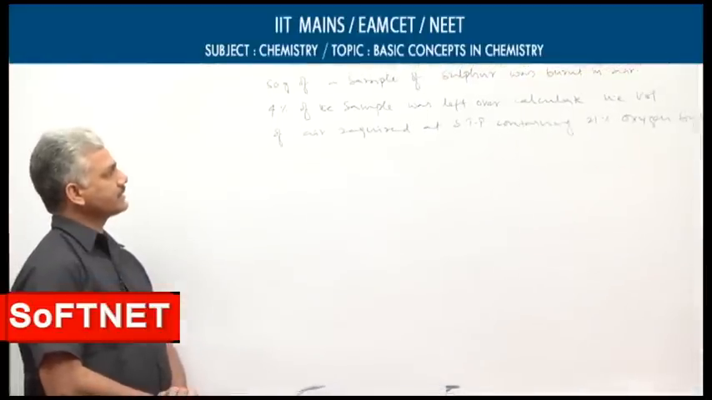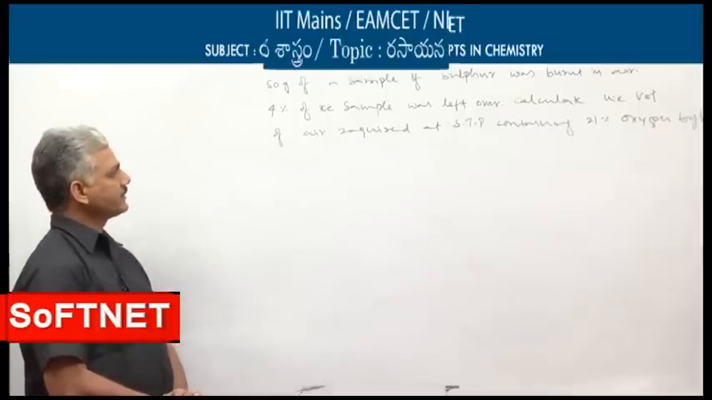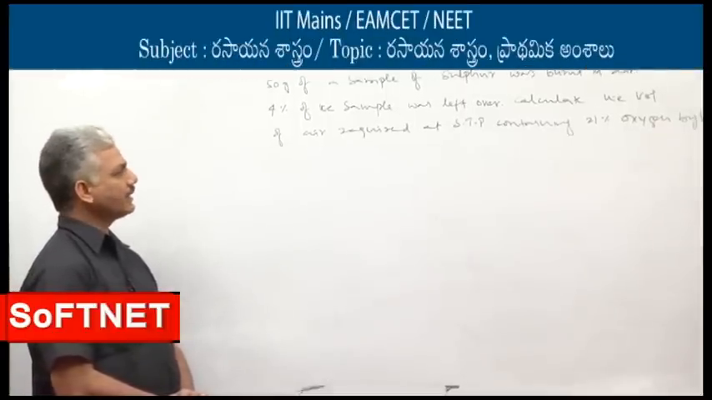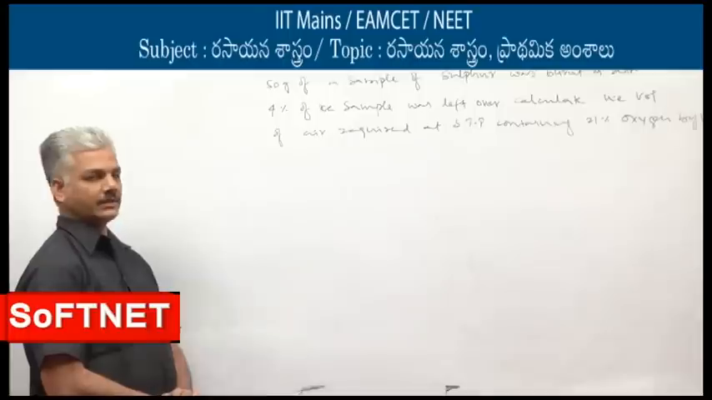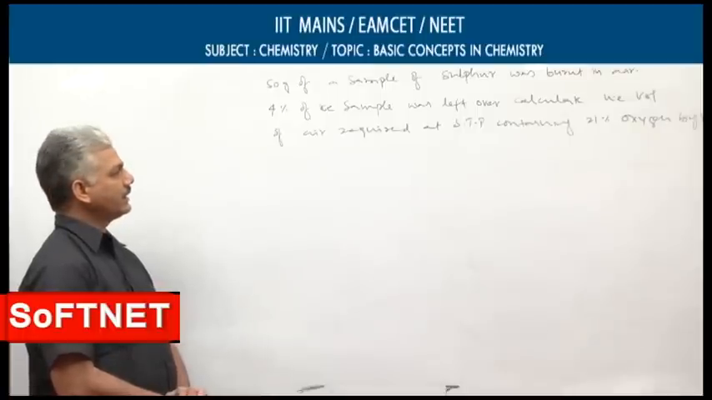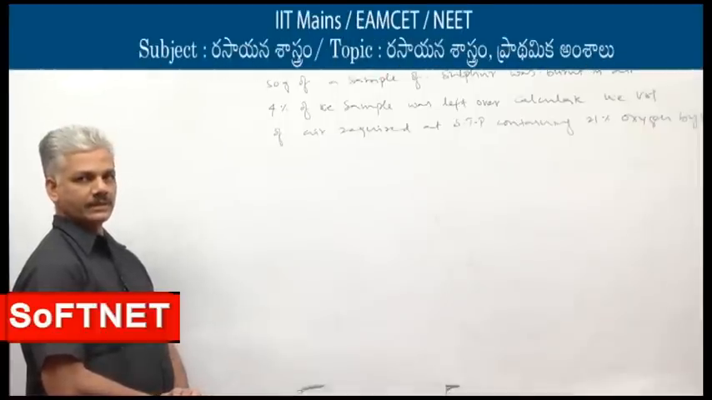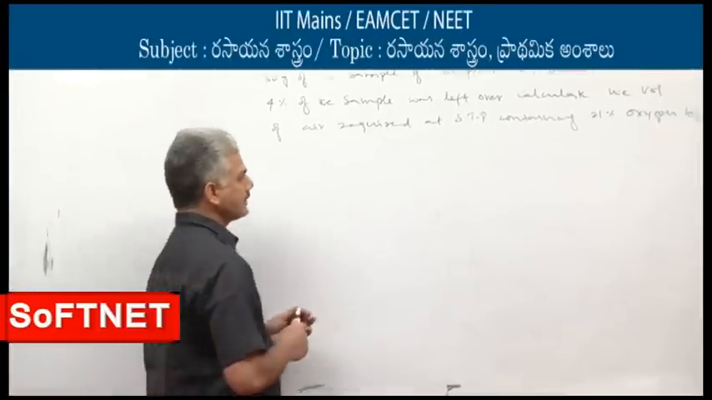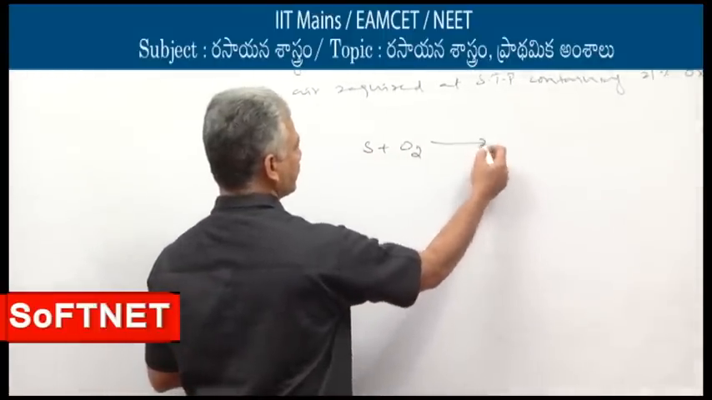50 grams of a sample of sulfur was burnt in air. 4% of the sample was left over. Calculate the volume of air required at STP containing 21% of oxygen by volume. Like this, a problem is given. Here, the reaction involved is that when sulfur is burnt in air, it will react with the oxygen to give sulfur dioxide. So, the balanced equation related to this problem is S plus O2 gives SO2.